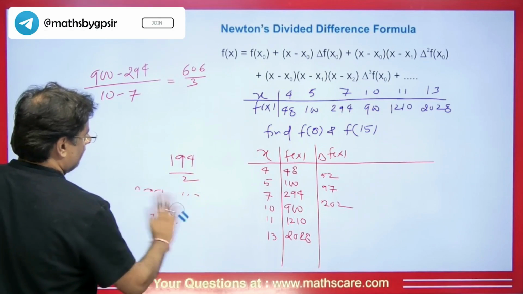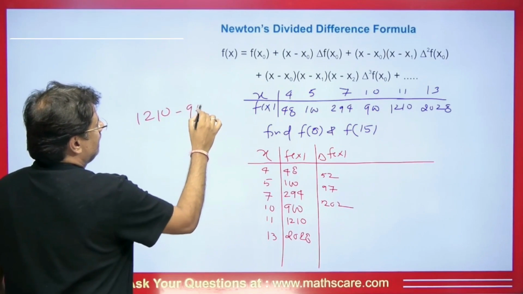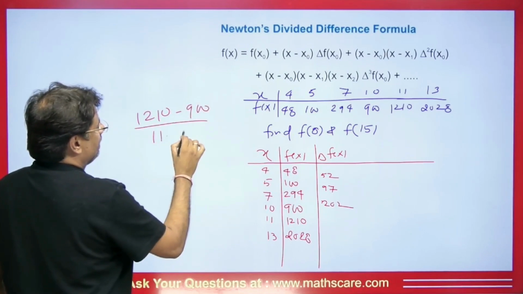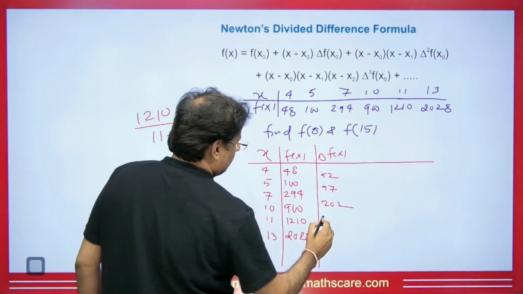Now we will discuss the next thing here. What will be the next value that we will have? This will be 1210 minus 900 divided by 11 minus 10. So 1 is coming, and above it will be 310, right? So this will be 310.